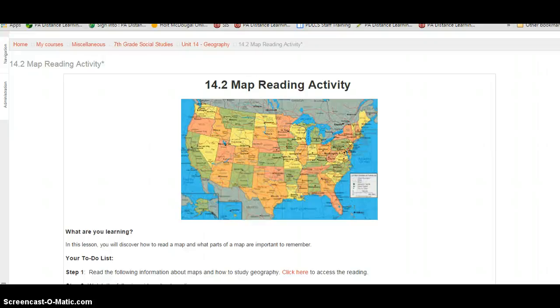So this is a reading of the map material for lesson 14.2 in 7th grade social studies. So as you can see, I'm on today's lesson. To go ahead and access the material, hit that click here button.